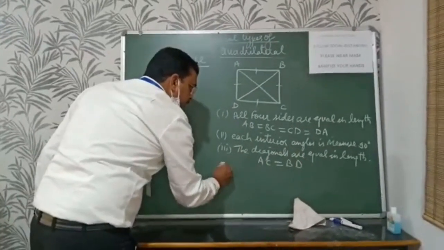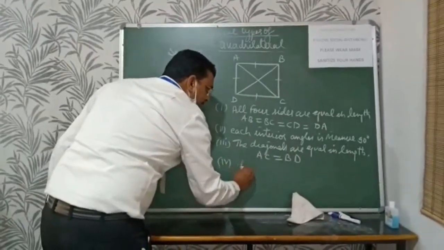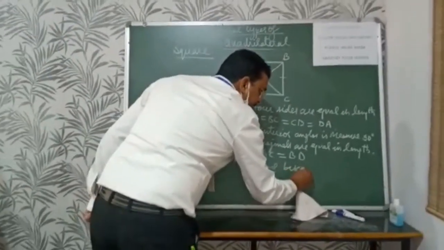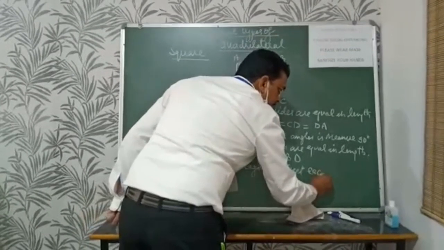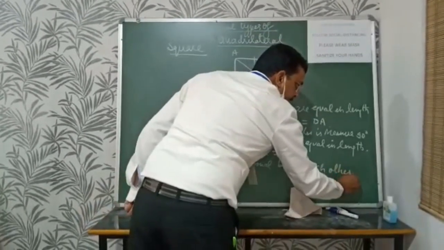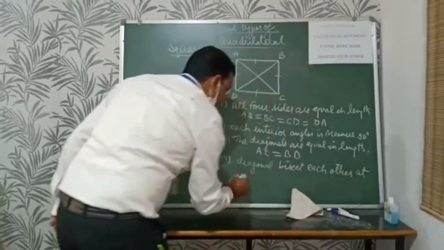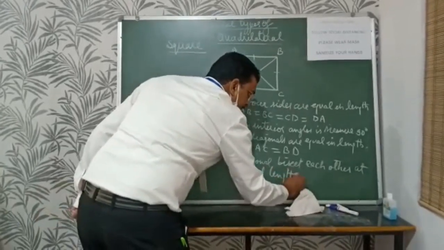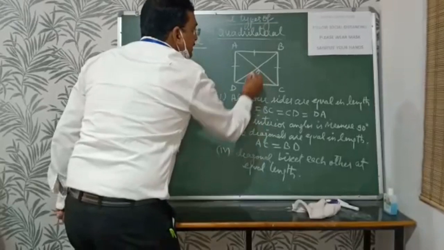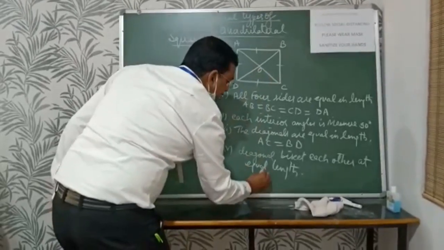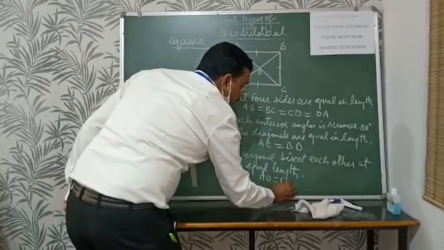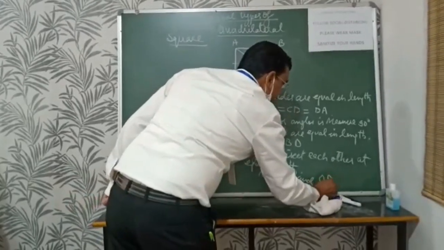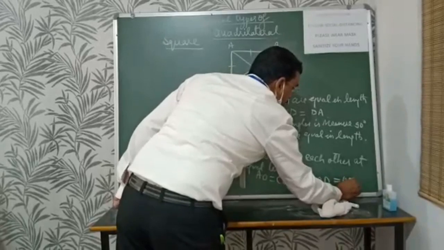Fourth, the diagonals bisect each other at equal length. It means if we give the point O here, AO is equal to CO and OD is equal to OB.